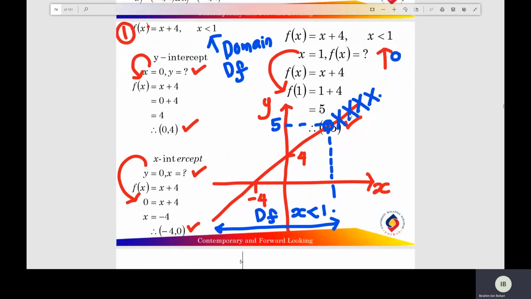So the first part of the function, linear, less than 1, between infinity and 1. Okay, so here you cancel.